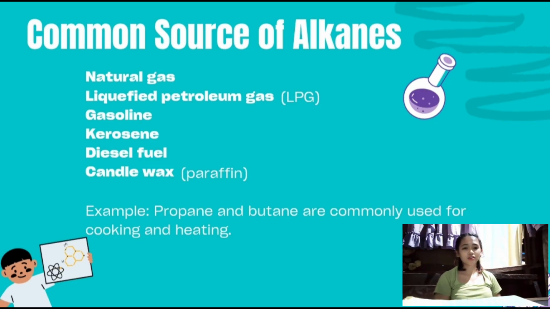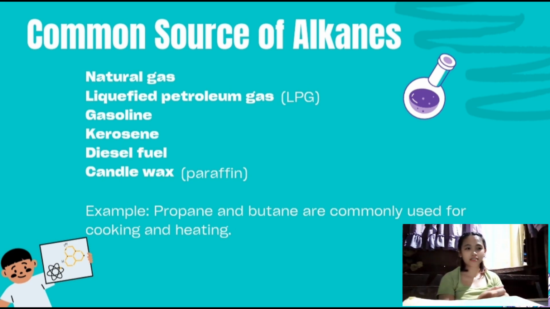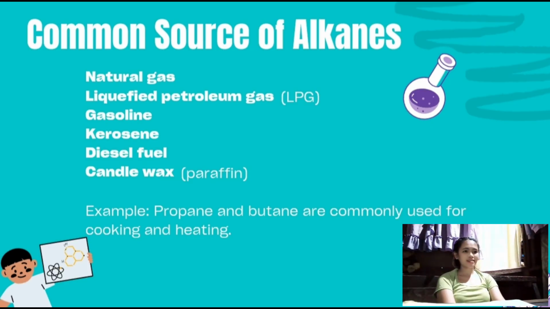Ang ikaapat is kerosene. Kerosene is used for lamps, stoves, and other heating purposes. Diesel fuel is used for engines sa trucks, buses, jeep, irrigation pumps, and farm machineries. Lastly is candle wax or paraffin. Kana siya is used for crayons, candles, food packaging. Propane and butane are commonly used for cooking and heating.